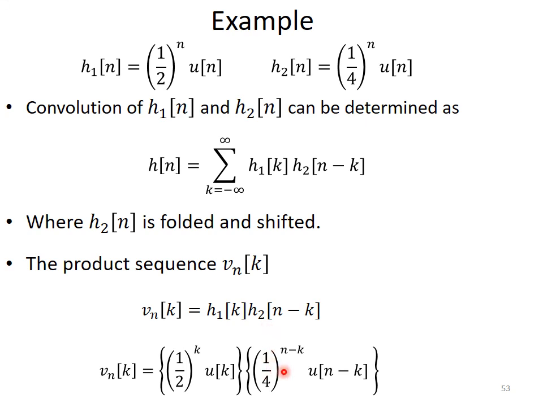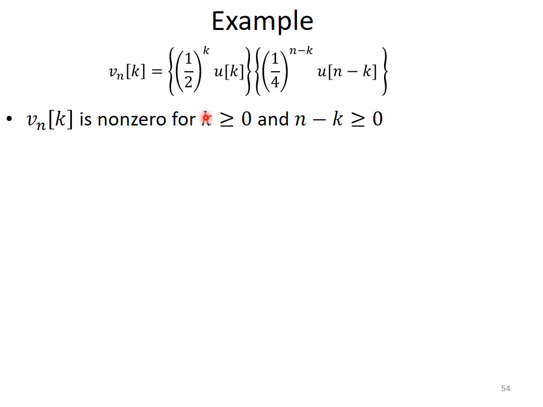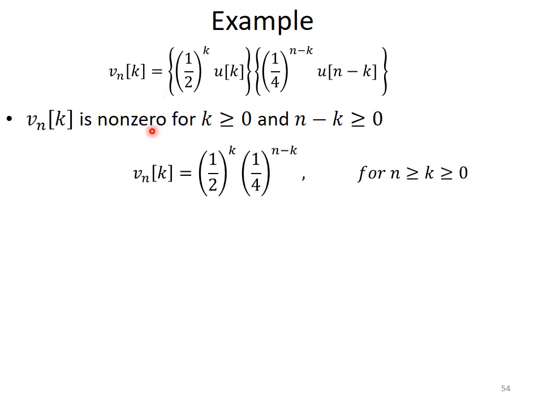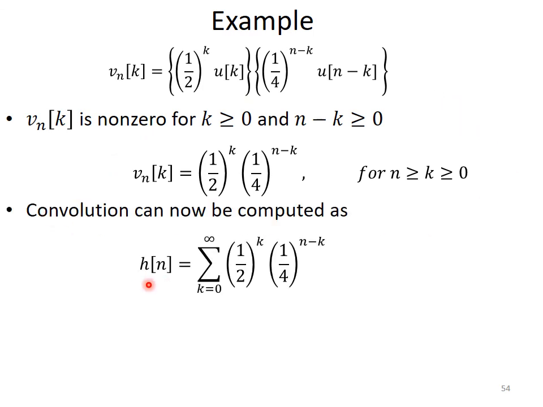Now let us substitute the values. h1 of k would be simply substituted as it is, and h2 would be folded and shifted, right? So this would be 1 upon 4 power n minus k. Now because of the presence of this unit step function and this shifted unit step function, v of n of k would be non-zero for all the values of k equal to or greater than 0, and for all the values of n minus k equal to or greater than 0. Other than these values, v of n of k would be 0.